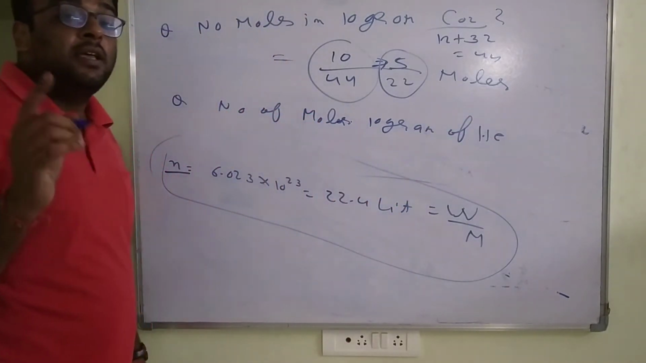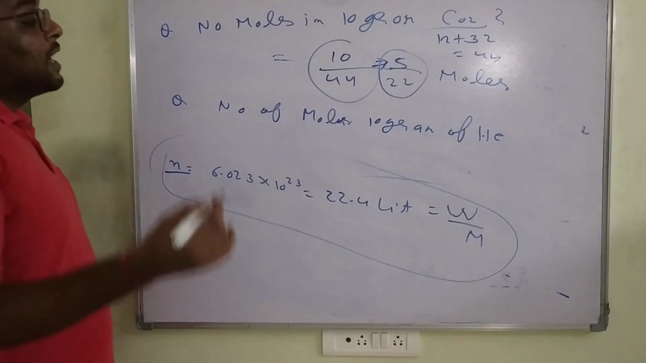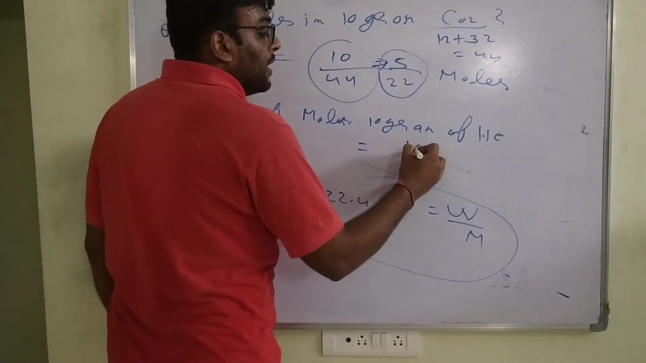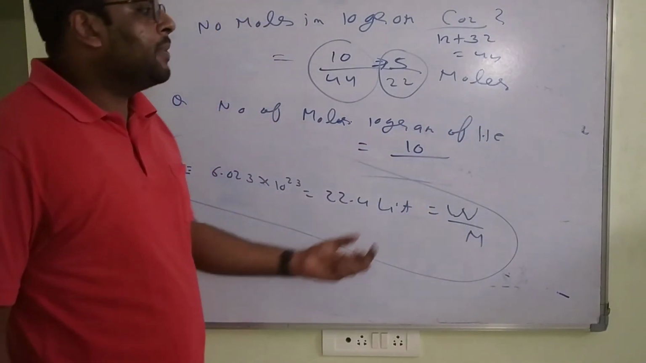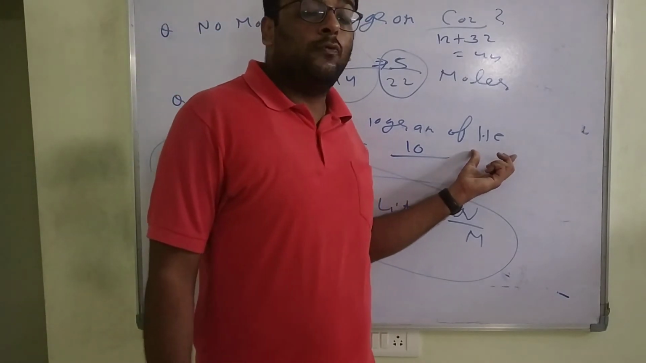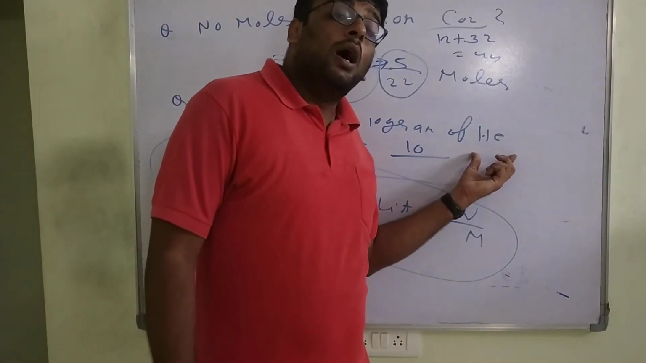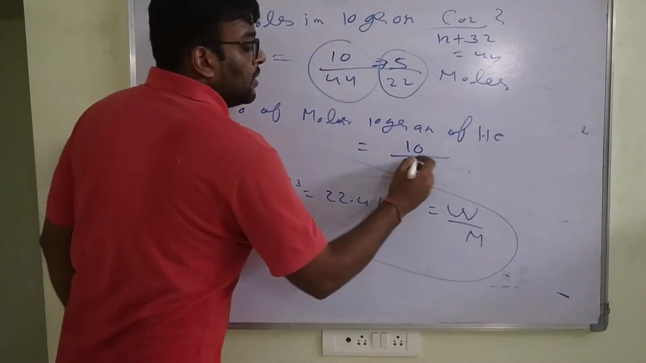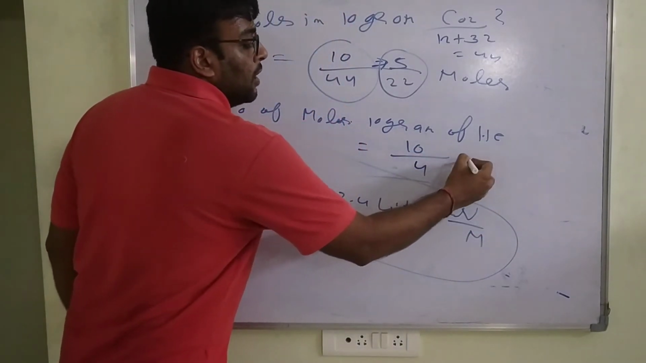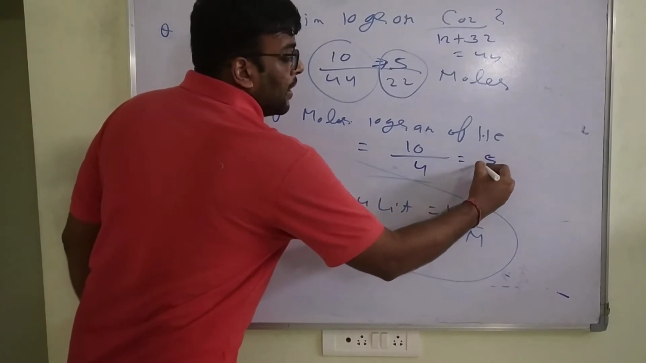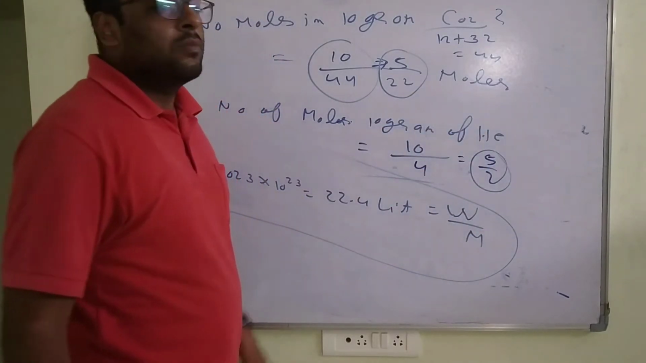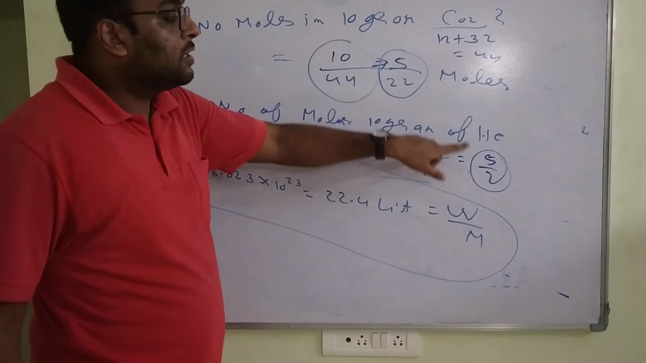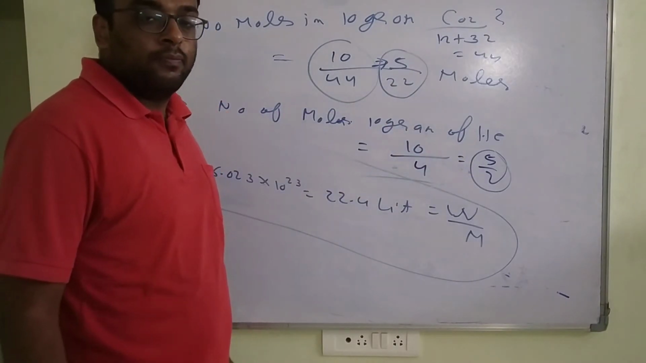What happened? Here we are taking the example of gram atomic mass. Same 10, and helium is monoatomic. It never exists in the molecule form. That's why we are not taking molar mass. We consider atomic mass. Suppose helium has an atomic mass of 4. 10 by 4 is 5 by 2, the answer. With respect to molecule, with respect to atom.